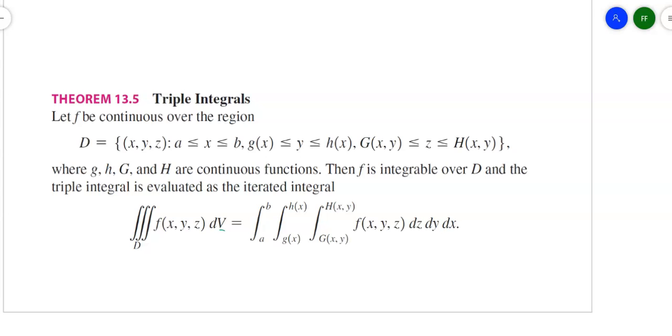And so then you end up with an f of x, y, z, right? Three variables, dz, dy, dx. The first set of limits of integration are functions of x and y. These are functions of x. Those are constants.